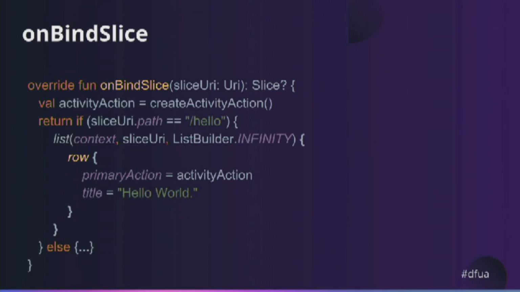Let's jump into the onBindSlice method. So what do we have here? First of all, we need to validate our path from our URI, because we can have several URIs for one slice, and we can show different UI. After we're done with the validation here, we should return some slice, which is responsible for this part of the URI.